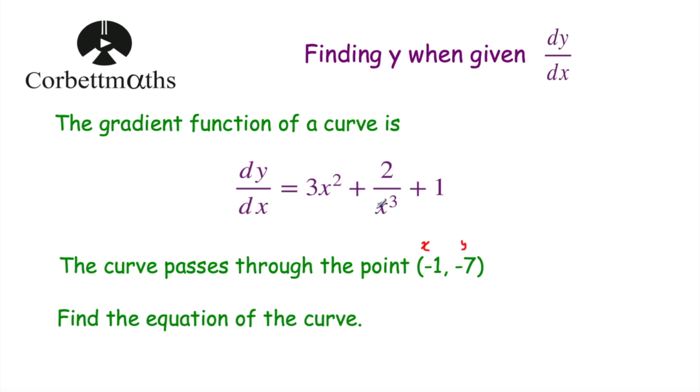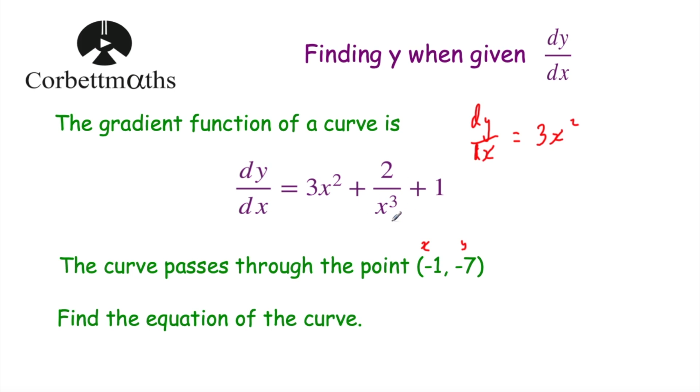Now, before we integrate this, we're going to have to rearrange it because we've got the x on the denominator here. So I'm just going to rearrange it first. I'm going to write dy by dx, the gradient function, is equal to 3x squared, which is fine because we can integrate that. And then this part here, we've got plus 2 over x cubed. Now I've got another video in Corbettmaths called integration after rearranging, and that goes through how to integrate whenever you've got x terms on the denominator.